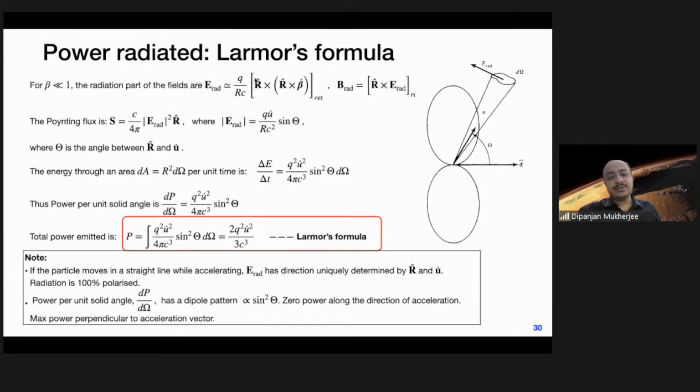And you can simplify this term in terms of this angle theta. Theta is the angle between the acceleration vector of the charge and the direction in which you are observing.